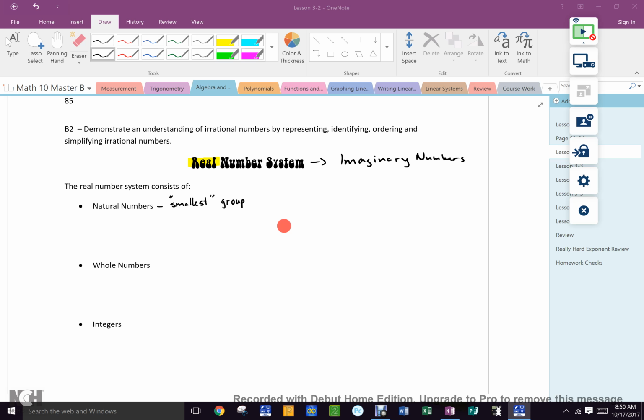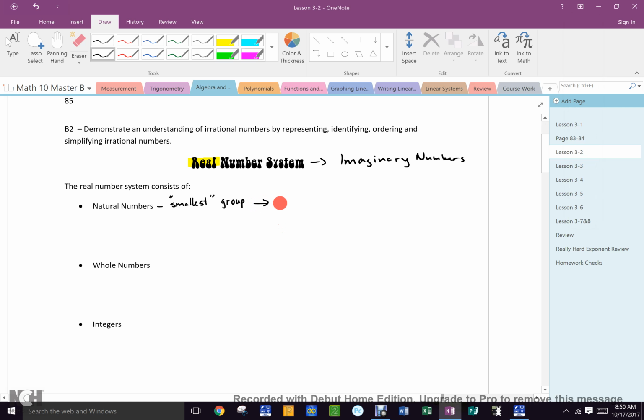I don't know why. Anyway, it is the smallest group. I like to call them our counting, not with an A, you idiot. Counting numbers.